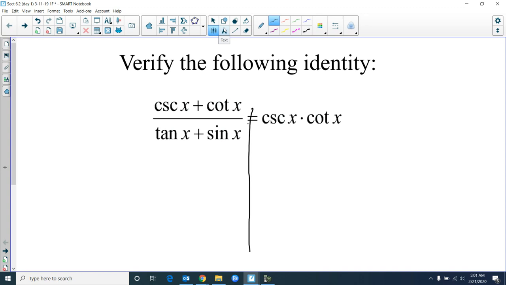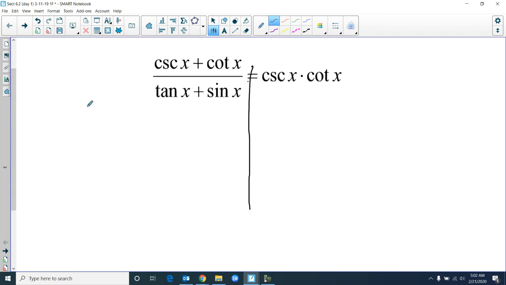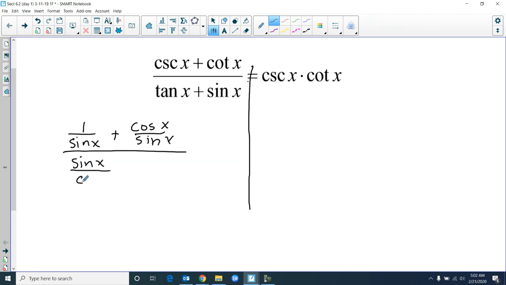Like I said, convert everything to sines and cosines. All right, so what you've got is cosecant is going to be 1 over sine of x, plus cotangent, which is going to be cosine of x over sine of x. And that is all going to be over the 2 here, tangent, which is sine of x over cosine of x, plus sine of x. And as we talk about with fractions, it might not hurt to do this now. That's just sine of x over 1.